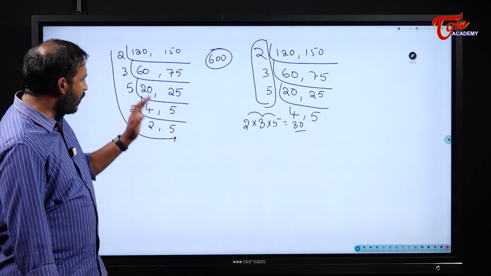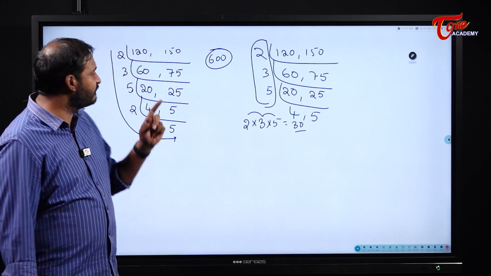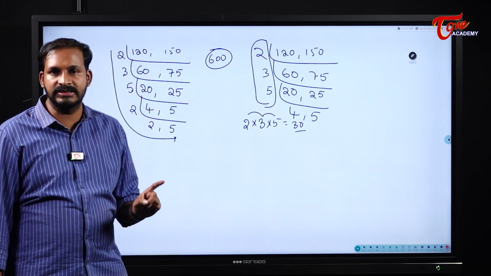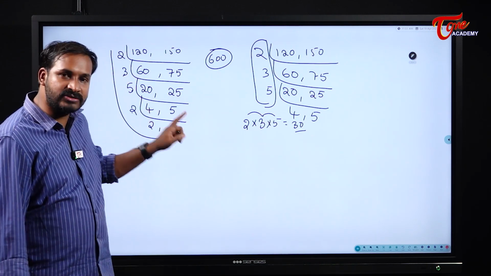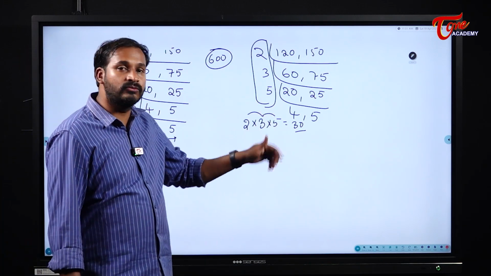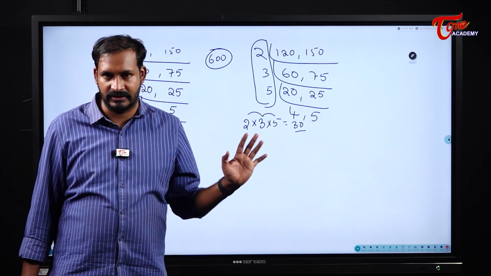Understood, students? Almost both the procedures are the same. Two differences are there. The first difference is, here we will multiply the complete number, and here we will multiply only these numbers. And the second one is, here even if any number is not divisible, we can go forward. But in this case, to move forward, all the numbers should be divisible, else we should not move forward.